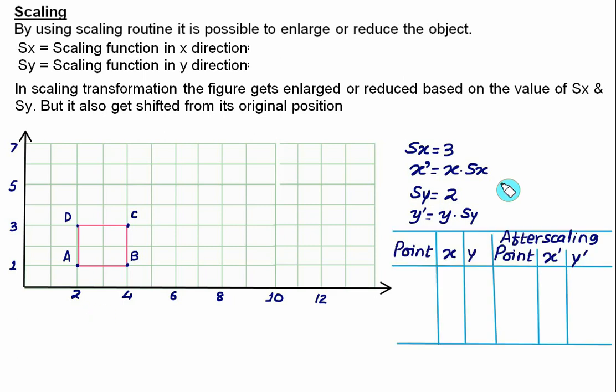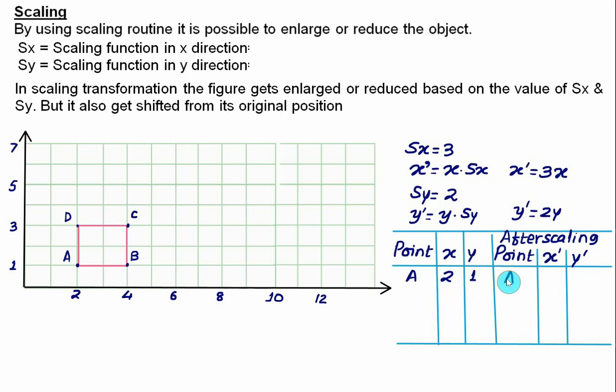So we will prepare a table for calculation of the new coordinates of points A, B, C, D after scaling. We have to calculate x prime as x multiplied by Sx, that is x prime is equal to 3 times x, and y prime is equal to 2 times y. Let's start one by one. We have point A. Point A has the coordinate (2, 1). So 2 is multiplied by 3.